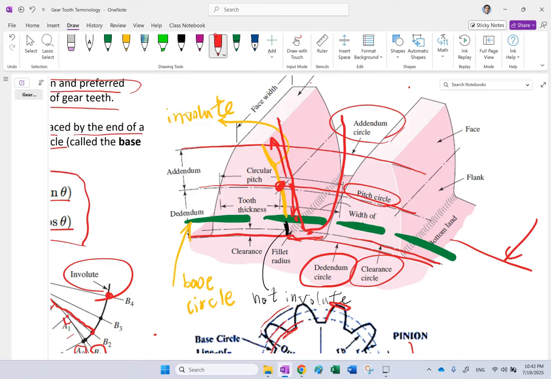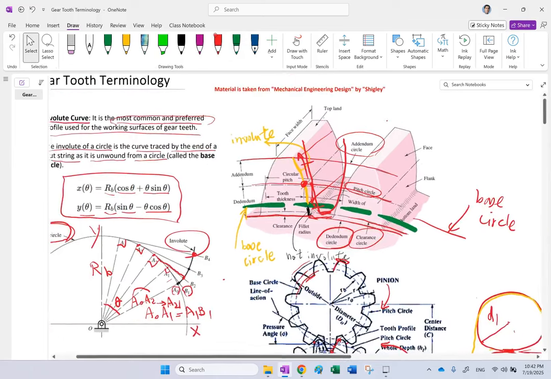One of them is for the tip point, one of them is for the contact. The contact will never come all the way to the tip. It only oscillates in some range of the face or the flank. It never goes all the way to the tip, never goes all the way to the bottom. It only goes up to so much and it only goes down to so much. The bottom portion of it is the base circle.